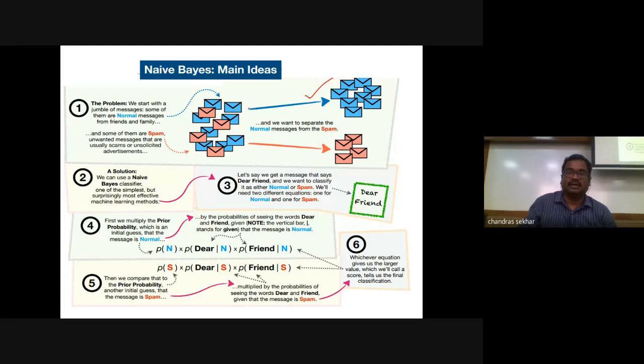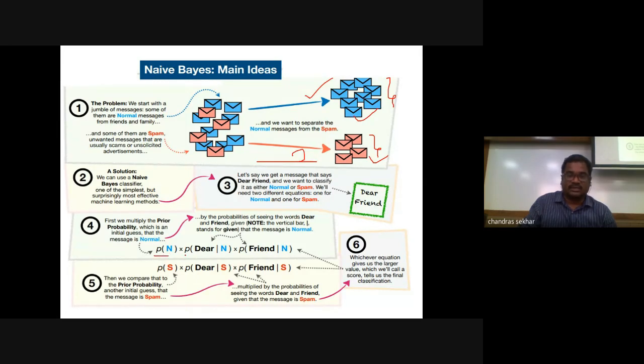And incoming mail as spam or normal. This is normal, this is spam, two cases. Okay, so in these cases, how to classify, how to learn a model. So as I said, Naive Bayes is probability based. So P of n.